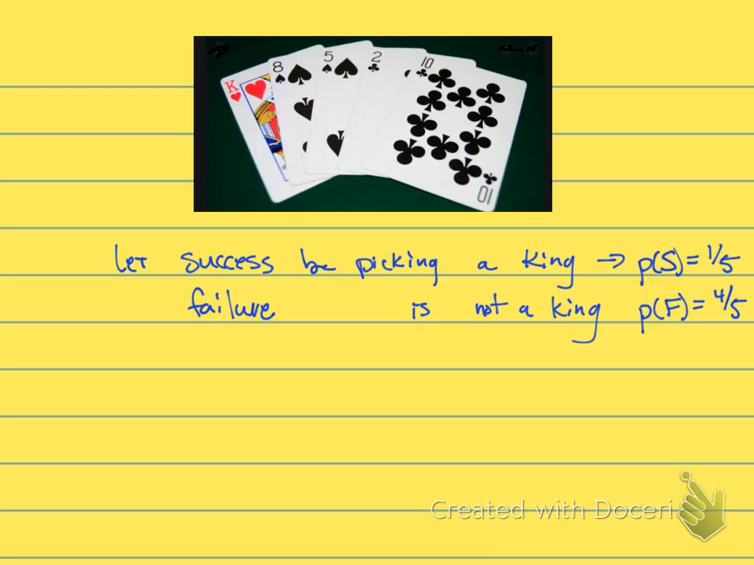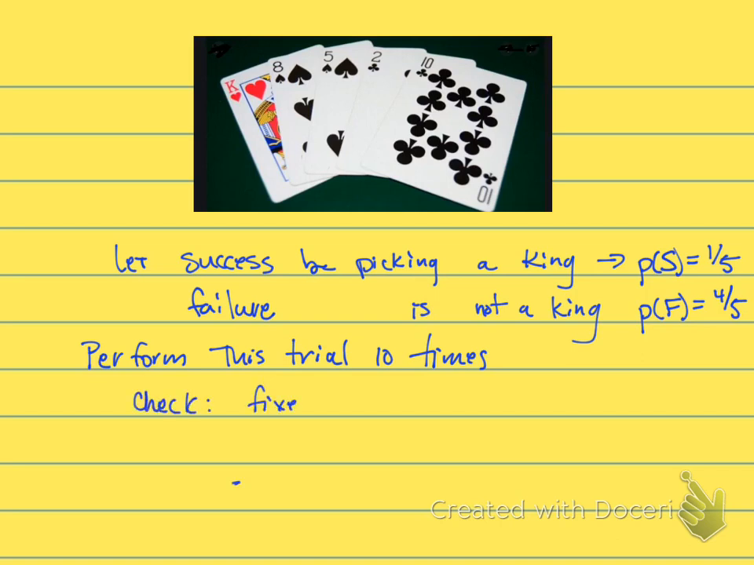All right? Further, let's say we're going to perform this trial 10 times. That is, we're going to pick a card, record it, put it back in the deck, shuffle, and we're going to do it again. All right, so let's go through our checklist.